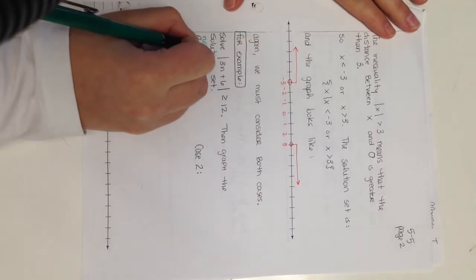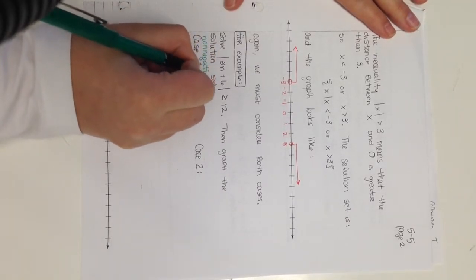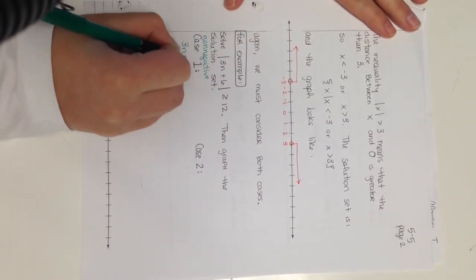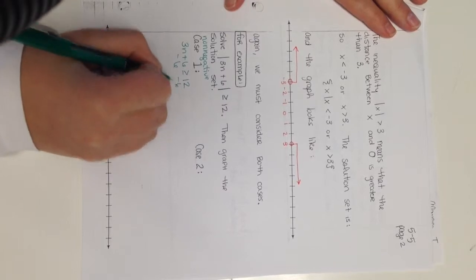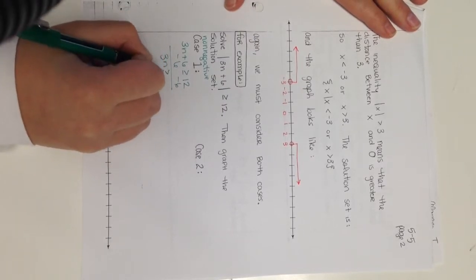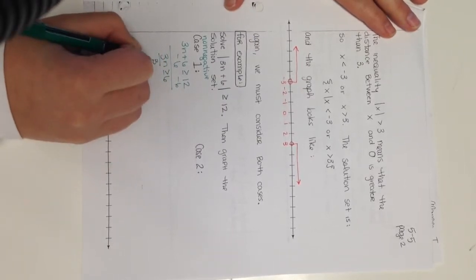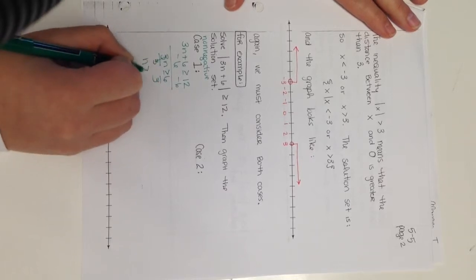All right, case 1 is non-negative. So I get 3n plus 6 is greater than or equal to 12. Everything stays the same, I just drop my absolute values. Subtract 6, 3n is greater than or equal to 6, divide by 3, n is greater than or equal to 2.